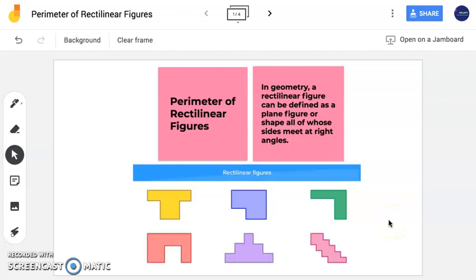At the bottom here are all examples of rectilinear figures, and you're going to recognize that you see many right angles. In fact, all of these rectilinear figures consist of squares and rectangles, but they're all put together to form one figure. Today, we're going to be learning how to find the perimeter of all of these rectilinear figures.